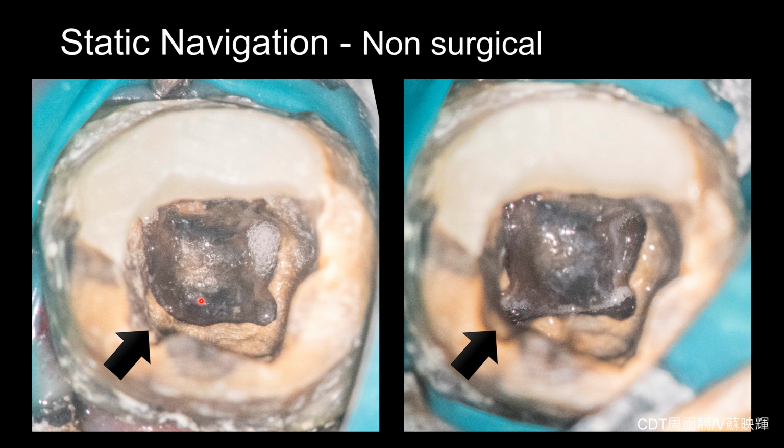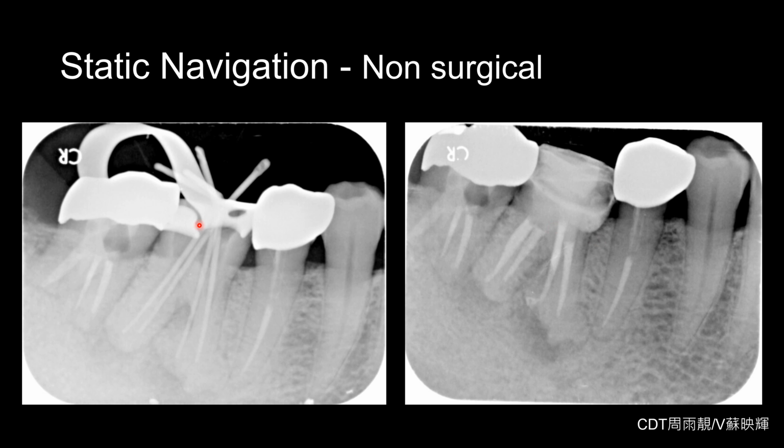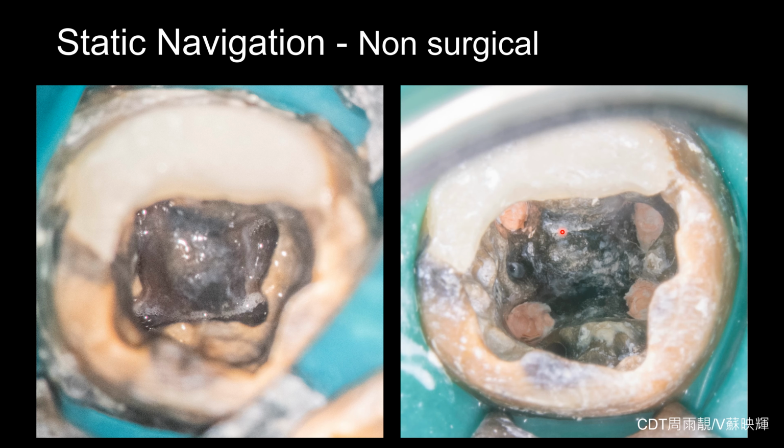And this is the microscope image. Here is the mesiolingual canal position, and this is after I have done the treatment. This is after removing the crown, and the right one is after I removed all the gutta-percha within it. I have found the full canal here, and this is the root canal filling. And this is after the root canal filling. This is the mesiolingual canal.